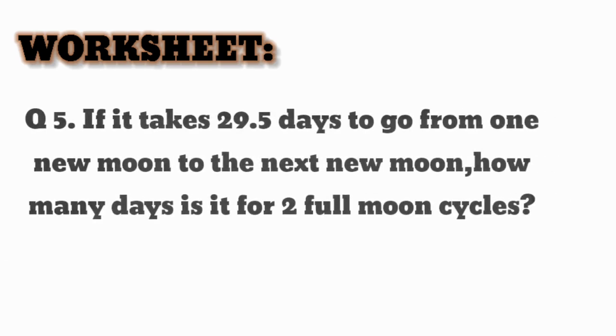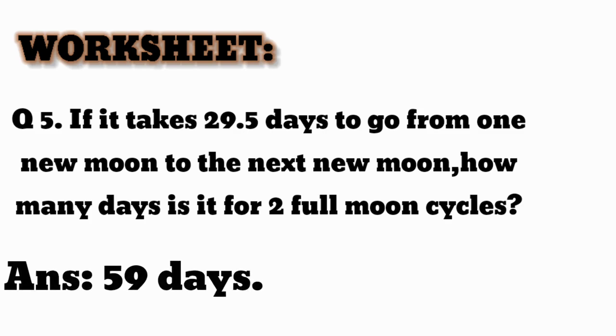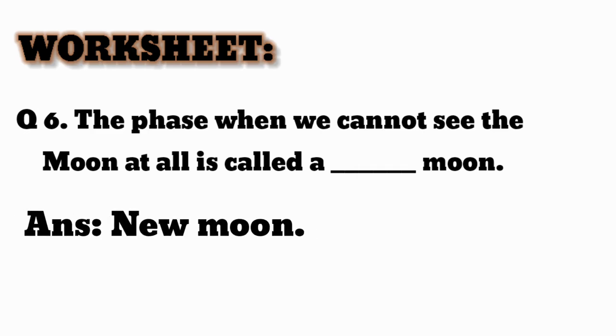Question 5. If it takes 29.5 days to go from one new moon to the next new moon, how many days does it take for two full moon cycles? And the answer is 59 days. Question 6. The phase when we cannot see the moon at all is called a dash moon. And the answer is new moon.